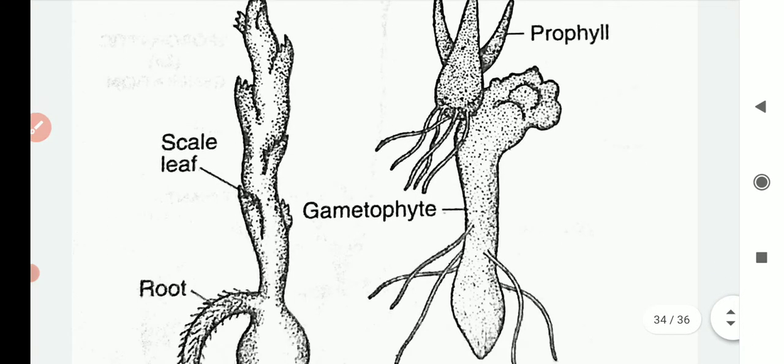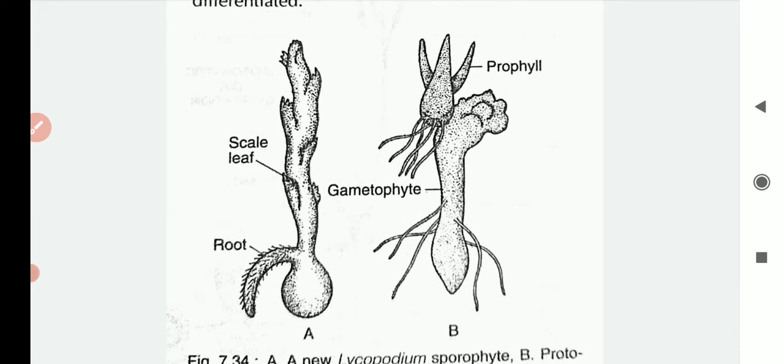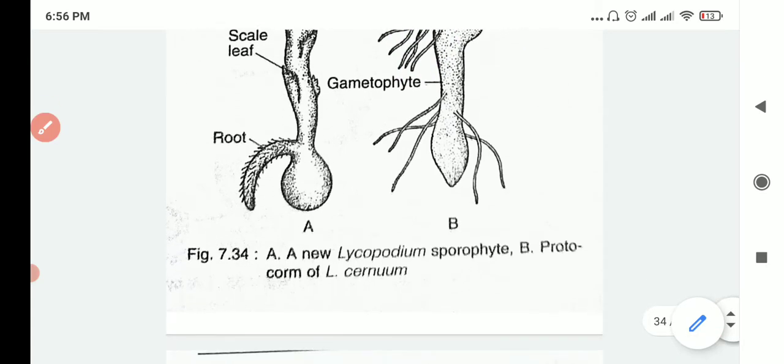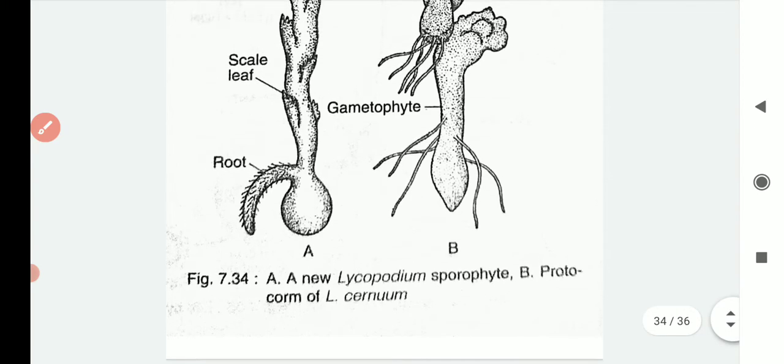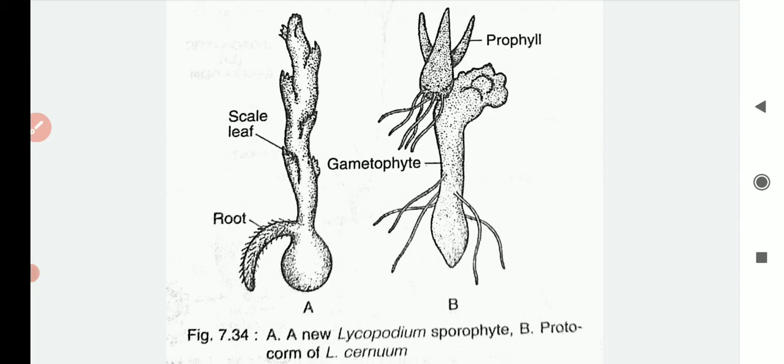Here, just look at the image of the protocorm. Here, these are the prophylls. Here are the rhizoids. Here, this is the sporophyte of the Lycopodium, and there you can see the protocorm of Cernuum.